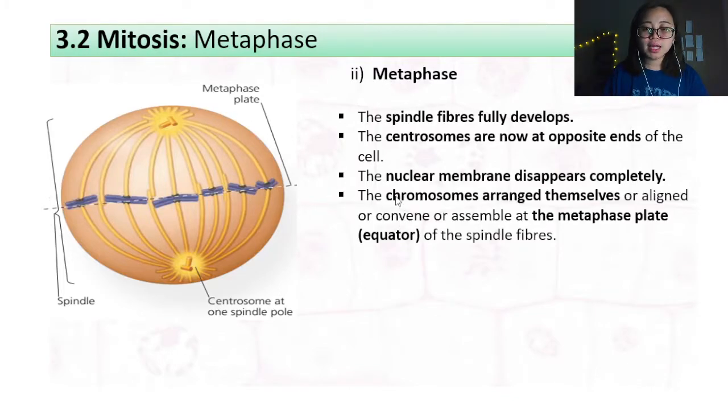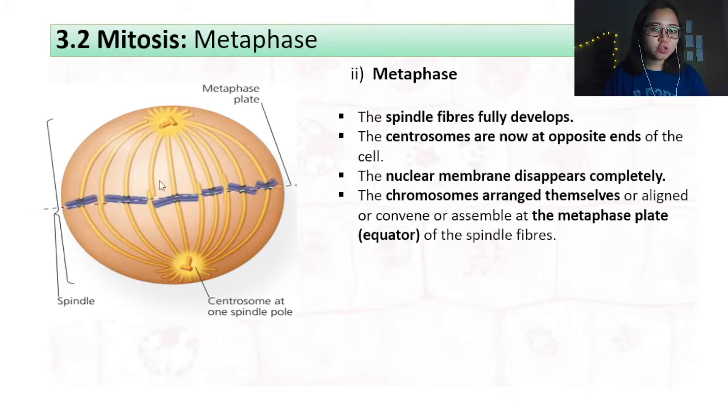The chromosomes align themselves or arrange themselves or convene or assemble at the metaphase plate of the spindle fiber. Guna ayat yang simple ya. Ayat dalam slide ini dia bagi banyak pilihan kata kerja dan kata nama. Itulah ayat yang nampak panjang. Tapi actually ayat dia hanyalah the chromosomes arrange themselves at the metaphase plate. Begitu saja sudah cukup. Tapi kalau kamu mau tulis panjang, tidak ada masalah juga.